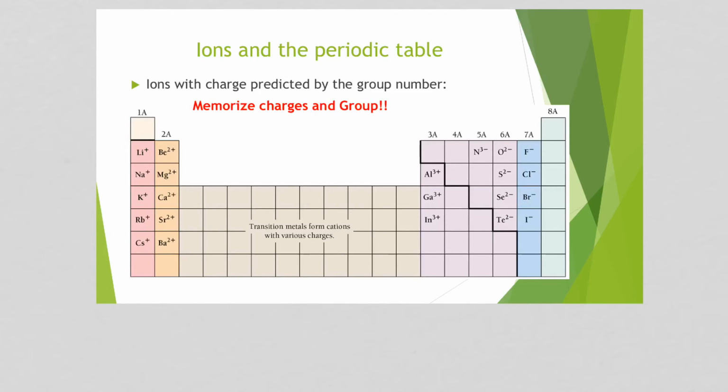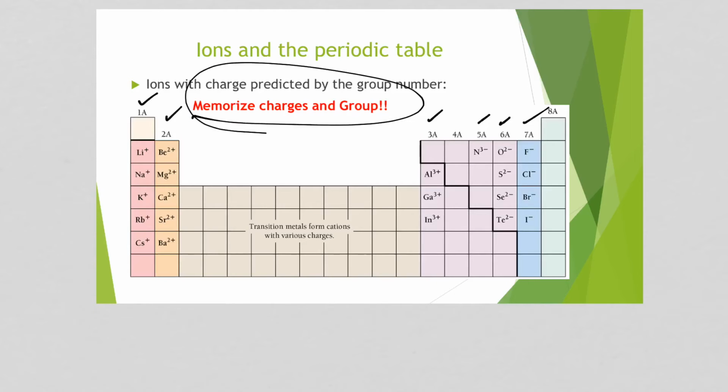And group 3, like aluminum, likes to form positive 3 ions. So the bottom line is, for these common groups, the alkali metals, the alkaline earth metals, the halogens, group 6, group 5, and group 3, we want to be able to predict the charge of the ion that's formed based on the group number it's in.